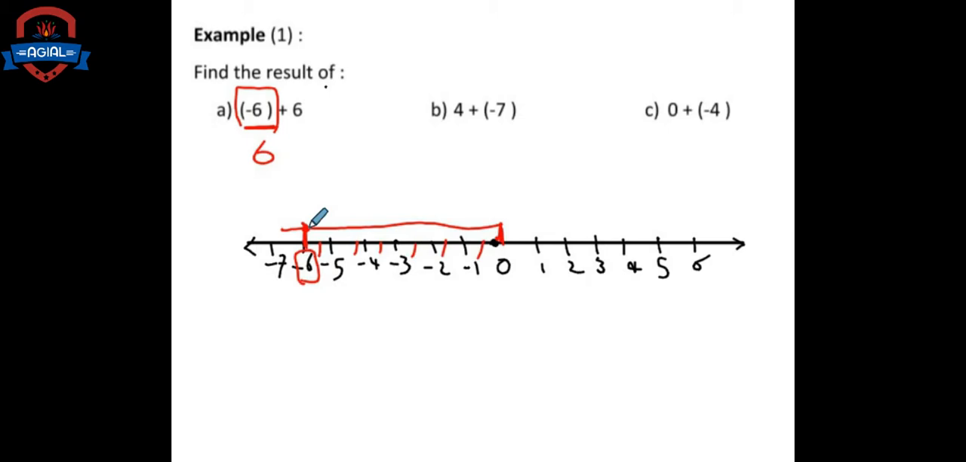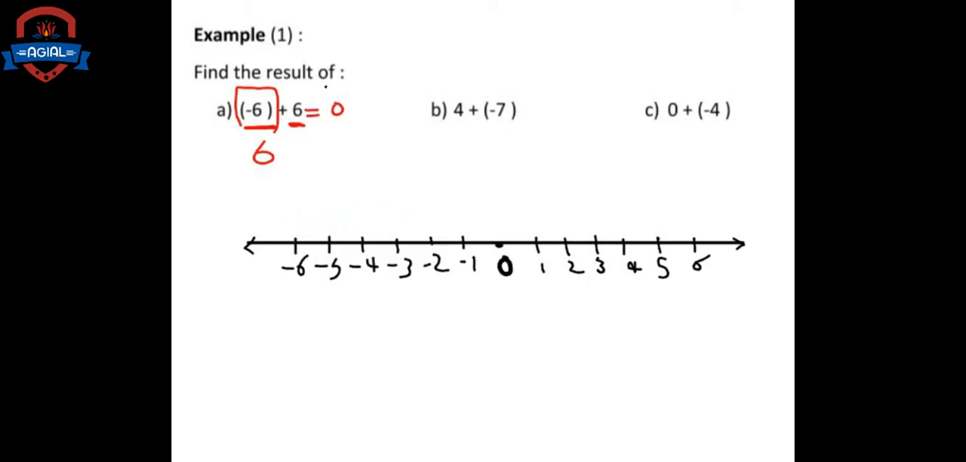So we move to the right the absolute value of 6 because the number is positive. So we move to the right 6 units. And now the answer is 0. So negative 6 plus 6 equals 0.